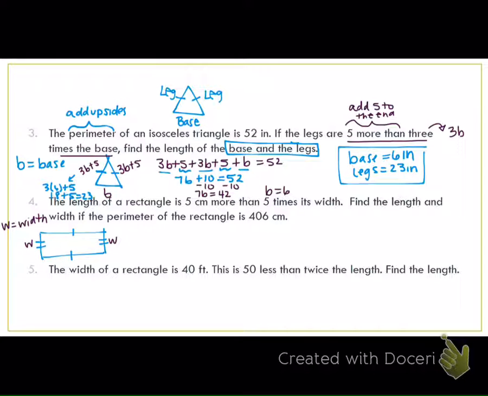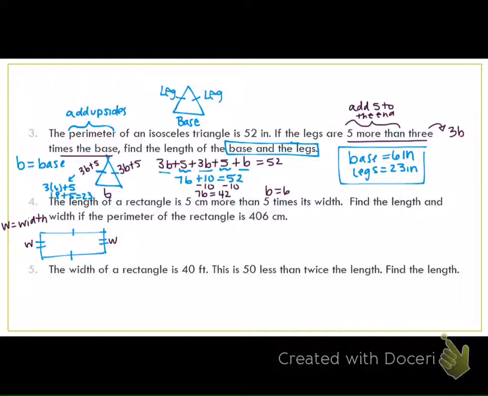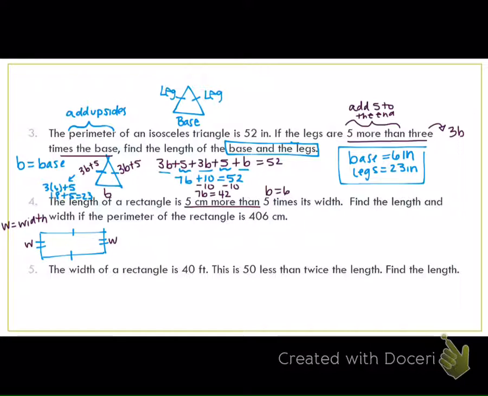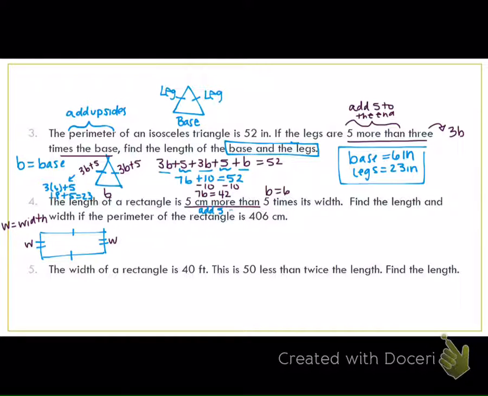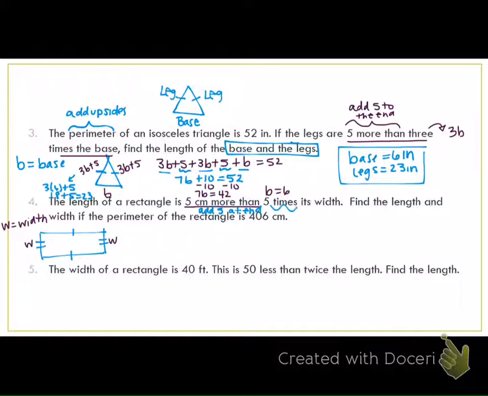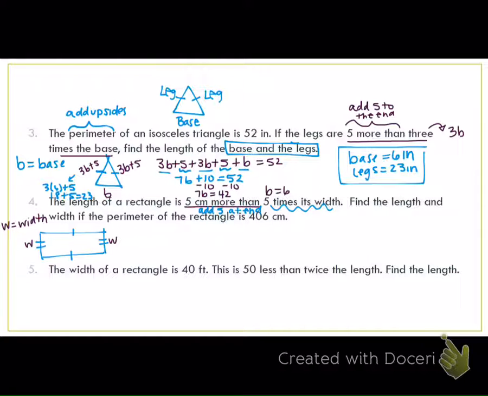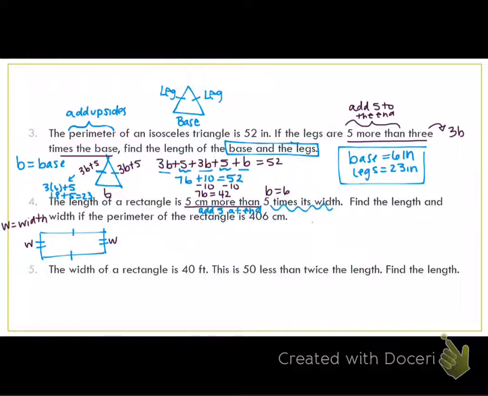It says the length of a rectangle is 5 centimeters more. Tommy, what does 5 centimeters more mean? At the beginning or the end? At the end, right. More than or less than means at the end. And then what does 5 times its width mean? Hannah, what does 5 times its width mean? 5W means multiply 5 and W. So we know that these are 5W plus 5.